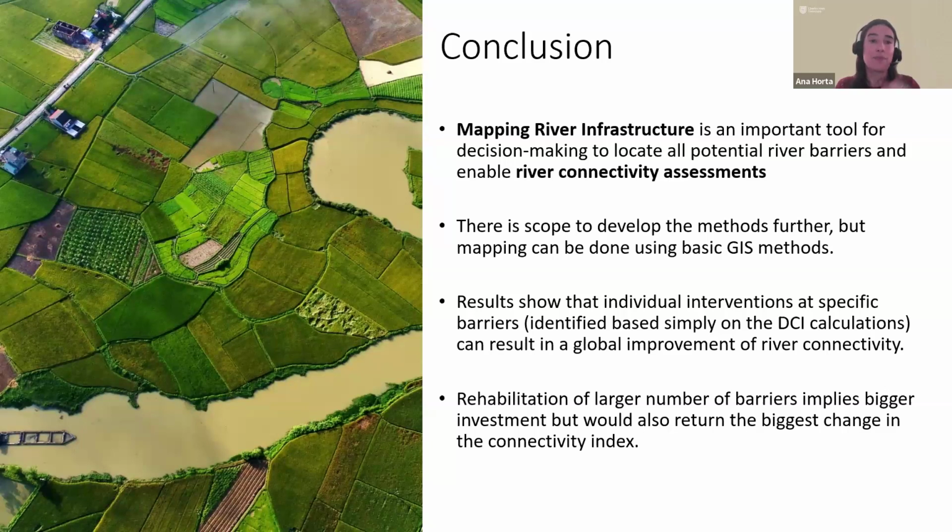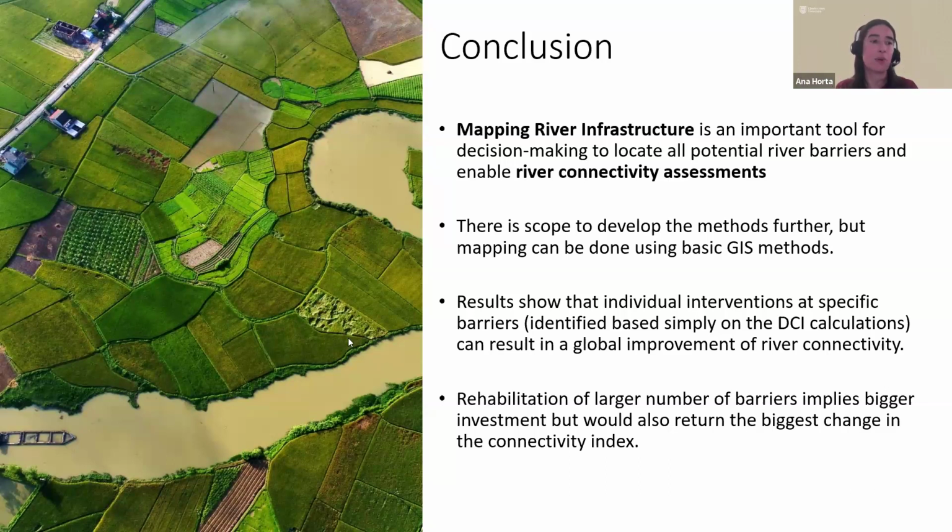So I suppose for us, we considered mapping river infrastructure an important tool for decision making, not only to locate all potential river barriers, but also to enable river connectivity assessments, which can be a really important decision making tool. There's obviously scope to develop these methods further, but the message that I wanted to convey was that you can do this even with little data and just a little bit of GIS knowledge.